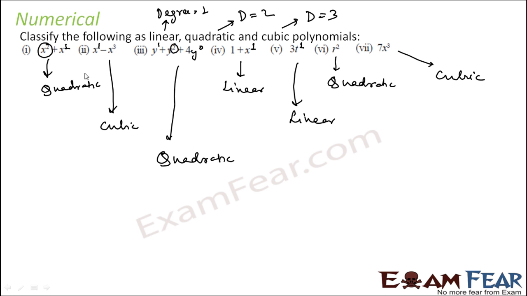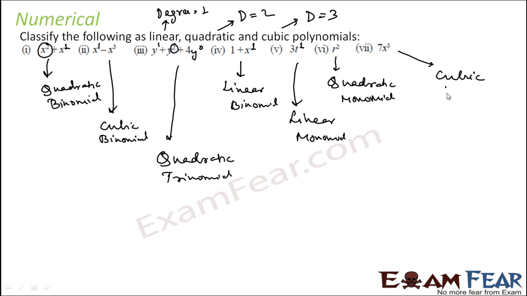Pretty easy. And if we talk about monomials, binomial, trinomial, this is 2 terms, so it is binomial. There's 2 terms, this is also binomial. 3 terms, this is trinomial. 2 terms, again binomial. 1 term, monomial. This is also monomial. And this is also monomial.